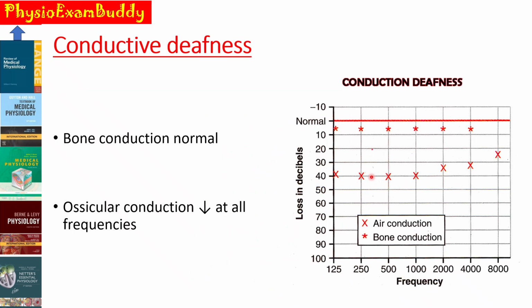Whereas you can see here in conductive deafness, the bone conduction is normal. That is the star; this is normal. But the air conduction, that is the ossicular conduction, is decreased at all frequencies. So there would be a large air-bone gap. If the air-bone gap goes above 10 dB, then it indicates deafness, and it mainly indicates conductive deafness. So these are the audiogram findings of conductive as well as sensorineural deafness.